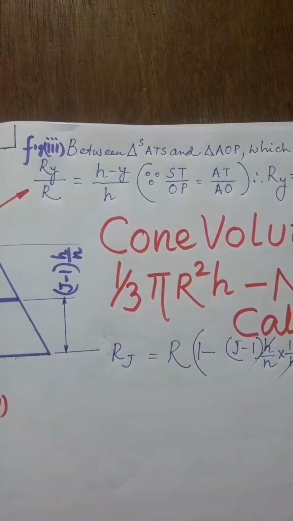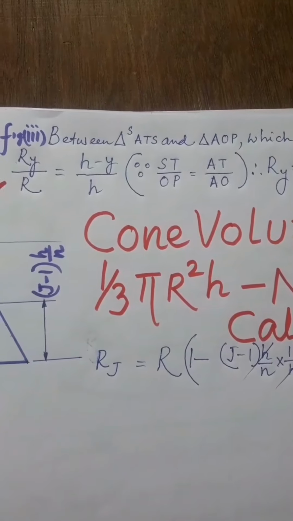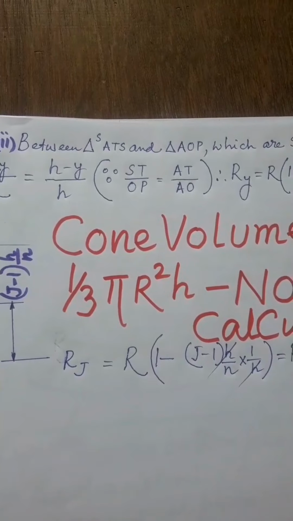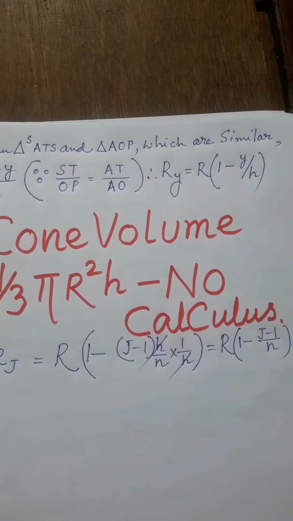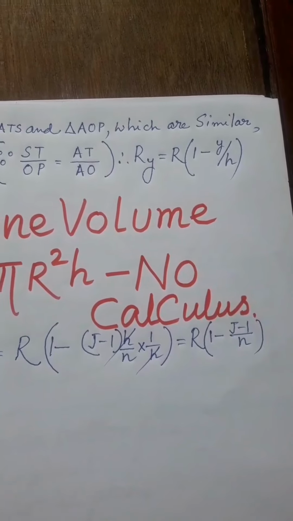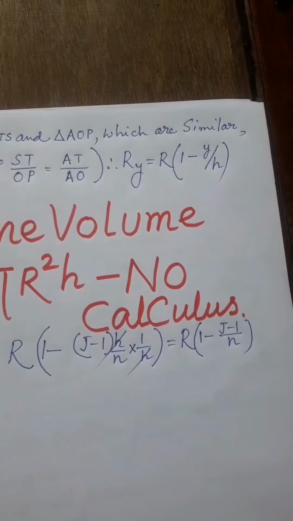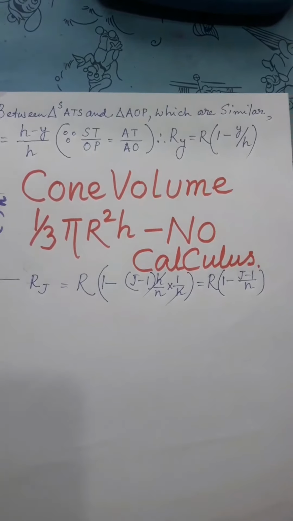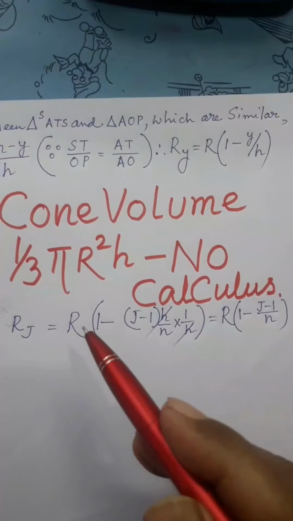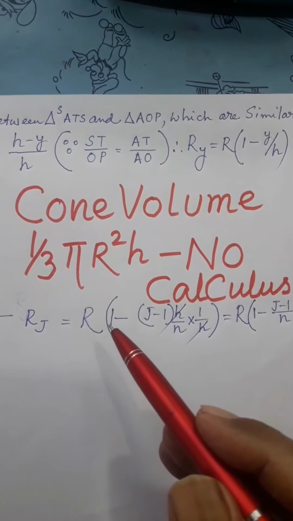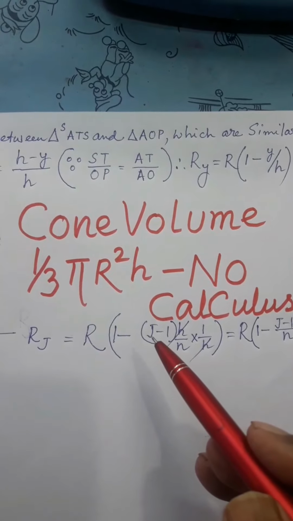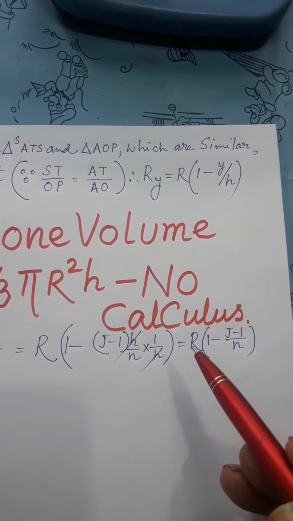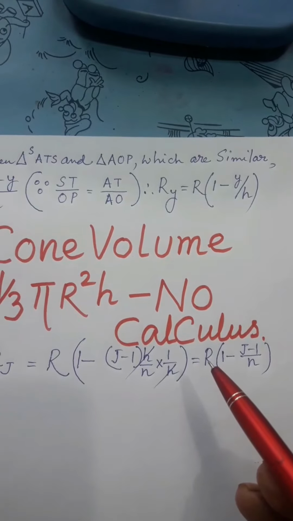that RY upon R equals H minus Y upon H, since ST by OP is AT by AO, from which we can write RY equals R into 1 minus Y by H. So we can write Rj equals R into 1 minus (j minus 1) into H upon n into 1 by H. H and H cancel out, leaving us R into 1 minus (j minus 1) upon n.